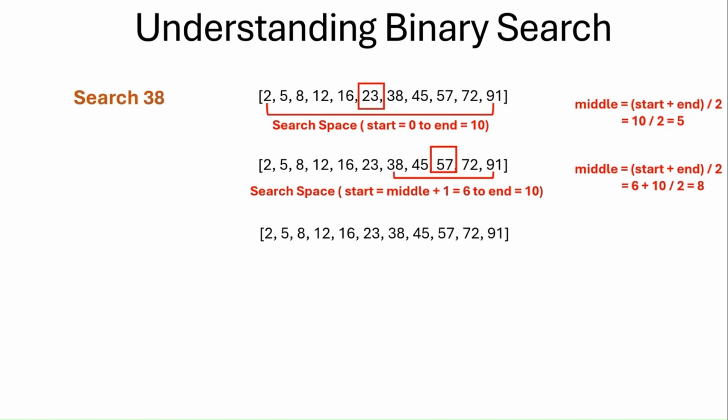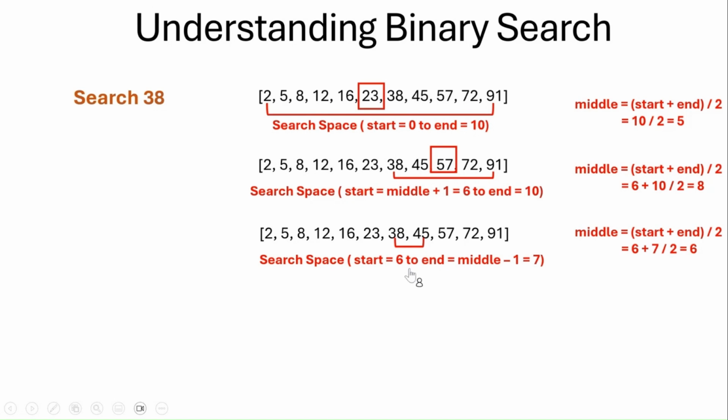So we reduce the search space again. Start is 6 only, which was previous, but end is now middle minus 1, because the number 38 is less than 57, so it will be on the left side. Now the end is 7. So we reduce the search space. We again find the middle, which is start plus end divided by 2, which is 6 plus 7 divided by 2, equal to 6.